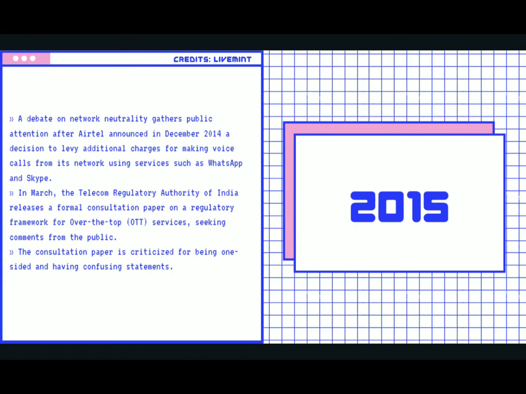In 2015, a debate on network neutrality gathers public attention after Airtel announced on December 24 a decision to levy additional charges for making voice calls over internet services such as WhatsApp and Skype. And the consultation paper is criticized for being one-sided and having confusing statements.